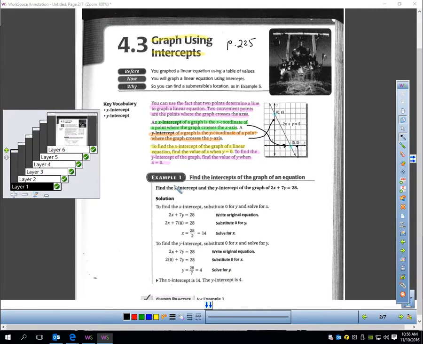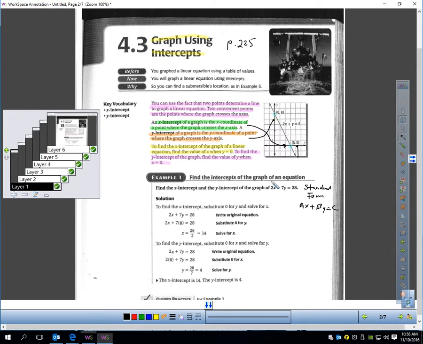Let's find the x-intercept and y-intercept of the graph of this equation. Now, do you notice a couple things here? This is in standard form. Let's review that. Standard form, remember, is ax plus by equals c. Can you see how this is in this form? I'm writing it down. Now, standard form is always linear. This would be a straight line graph.